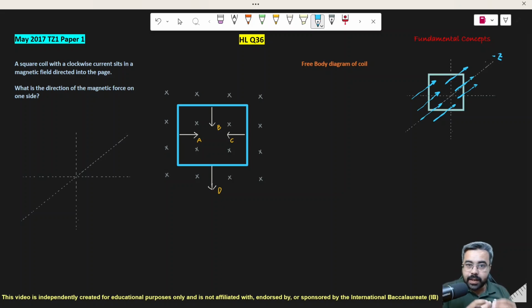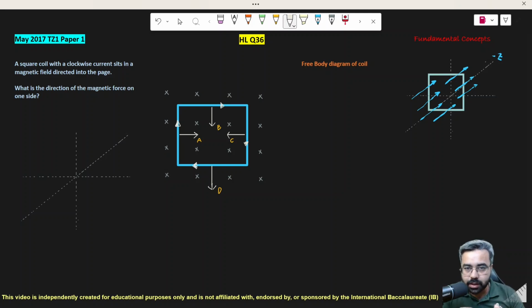Secondly, this coil is carrying a current which is clockwise. Clockwise means the current is flowing in this direction, like this. We know that whenever a coil or a wire carries current in a magnetic field, and if it is placed perpendicular, there is always a maximum force exerted by the magnetic field.